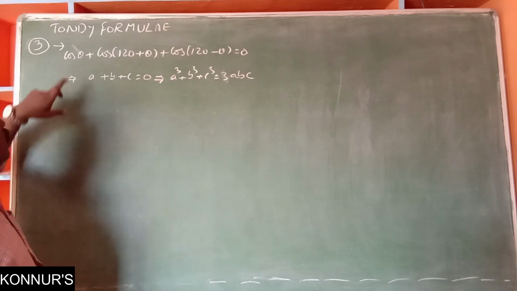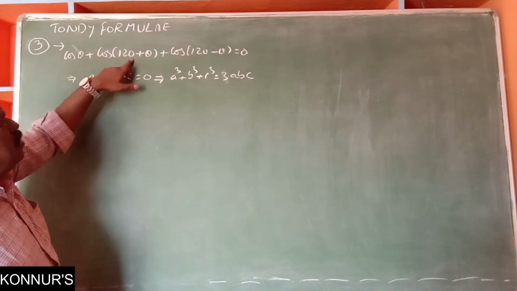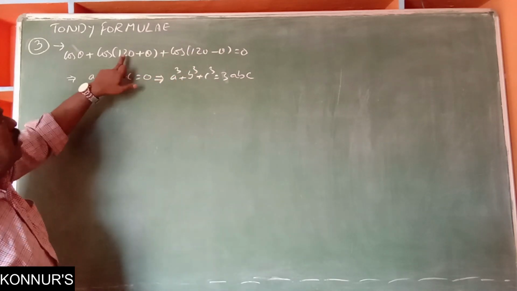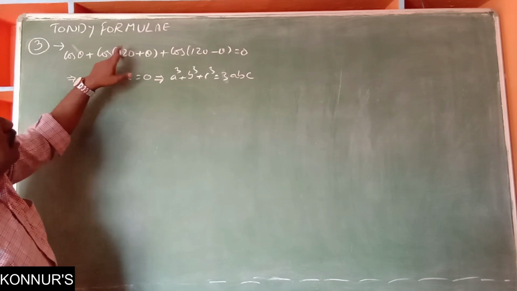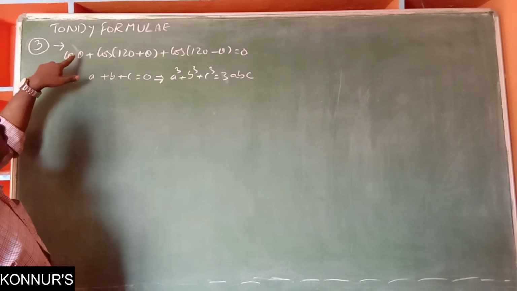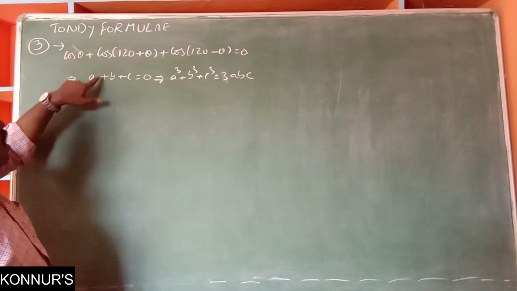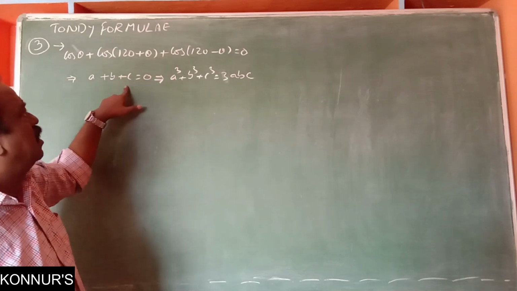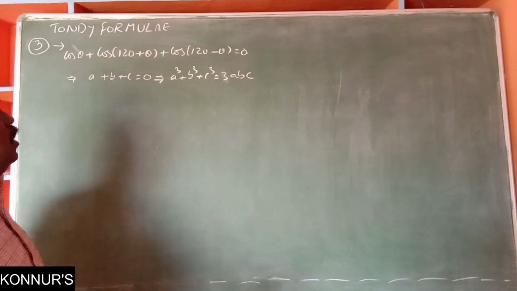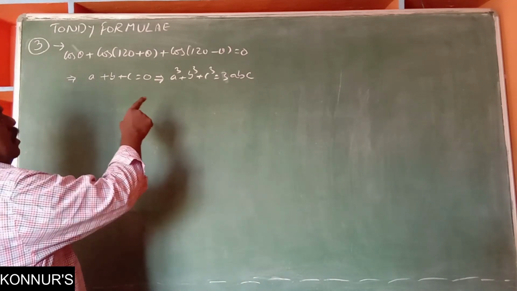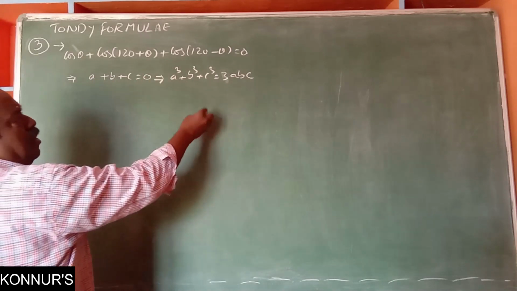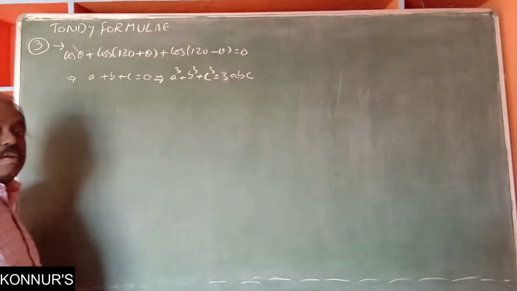You say cos theta, cos of 120 plus theta plus cos of 120 minus theta. 120 only, not 60 or 240. It is always 0. You see, if you assume this is A and this is B and this is C, and if A plus B plus C is equal to 0, then in arithmetic, A cube plus B cube plus C cube is equal to 3ABC.